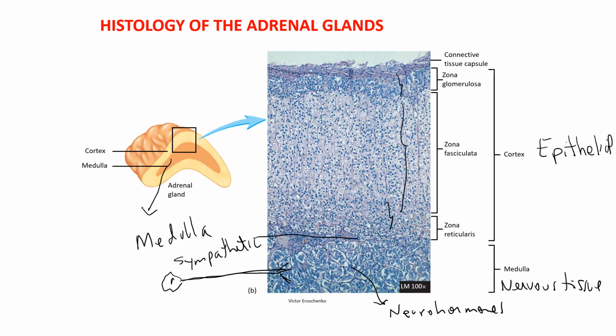So the adrenal gland is actually two glands, not one. The adrenal medulla, which is made of nervous tissue, secretes hormones called neurohormones into the blood. The most superficial part of the gland, the cortex, is made of epithelial tissue and secretes adrenal cortex hormones.